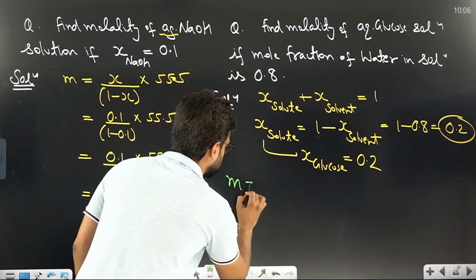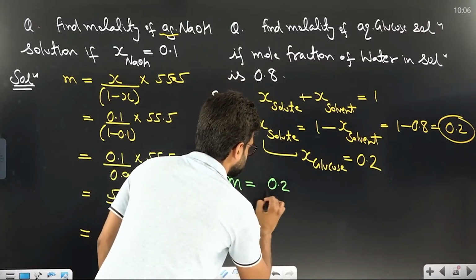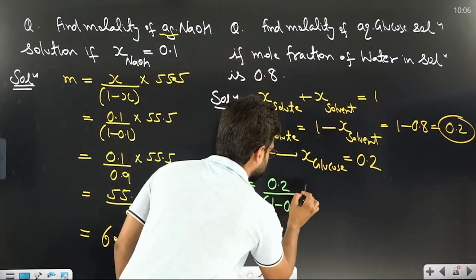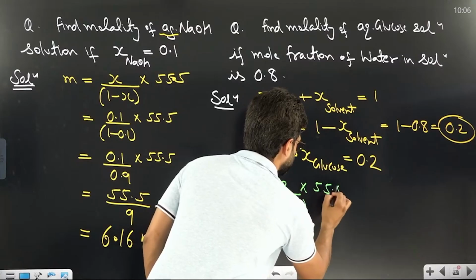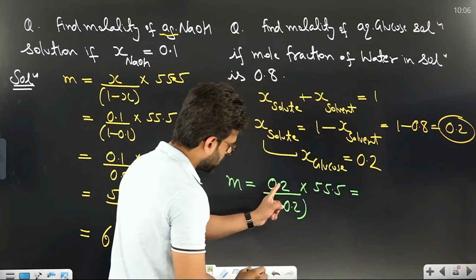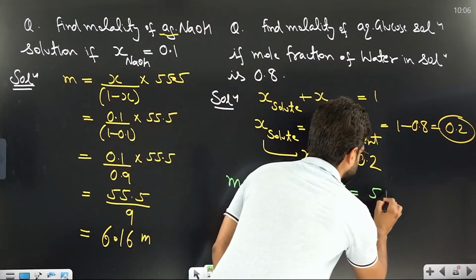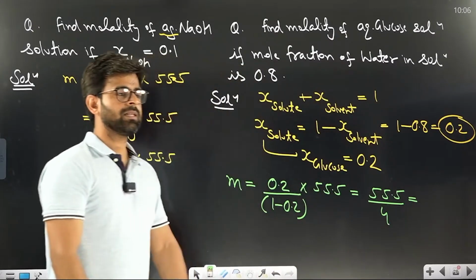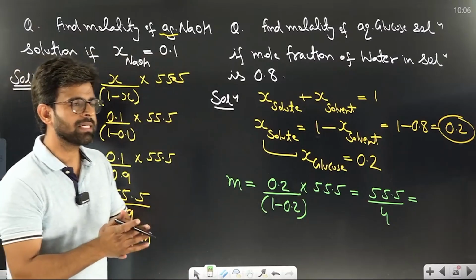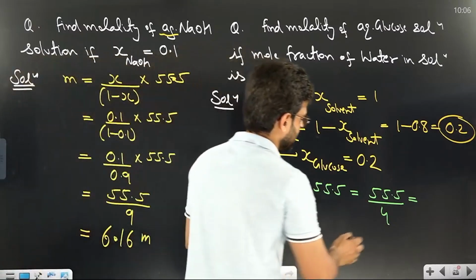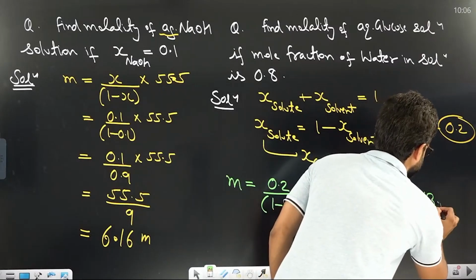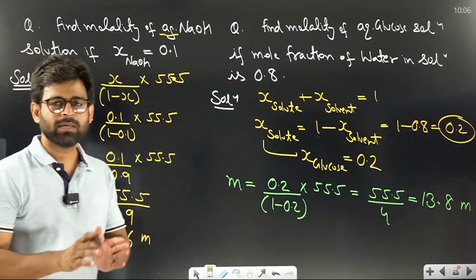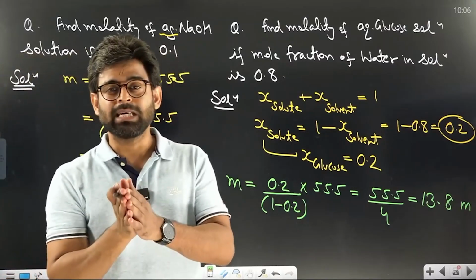We want to find molality: 0.2 divided by 1 minus 0.2. As water is the solvent, I can directly take 55.5. So from here, 0.2 divided by 0.8 is 1 by 4, and 55.5 divided by 4 is about 13.88. Very good. So I am saying 13.8. Clear? I hope you understood the relation of molality and mole fraction.